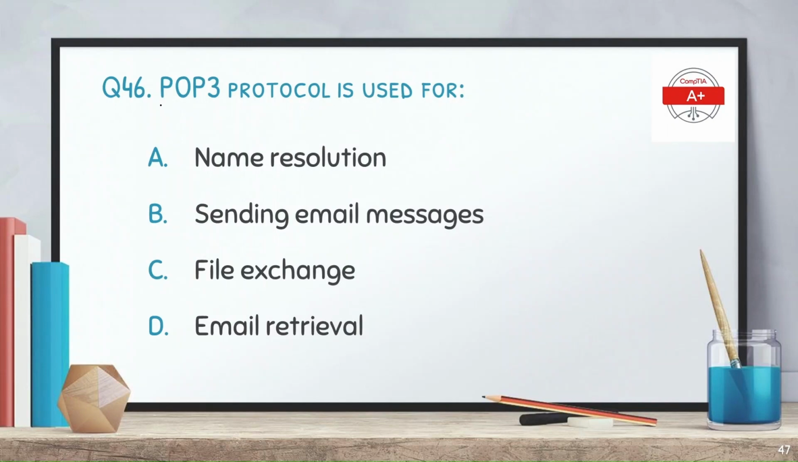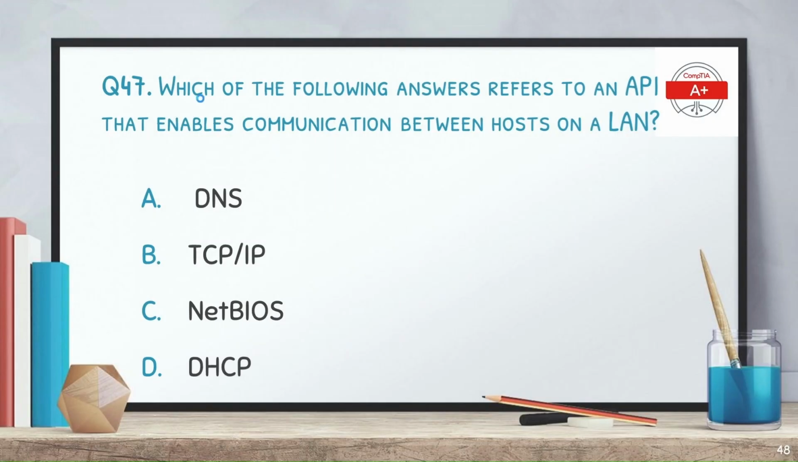Question number 46: POP3, or Post Office Protocol version 3, is used for, and the options are A, name resolution, B, sending email messages, C, file exchange, and D, email retrieval. The correct option is email retrieval. Question number 47: which of the following answers refers to an API that enables communication between hosts on a LAN? The options are A, DNS, B, TCP/IP, C, NetBIOS, and D, DHCP. The correct option is NetBIOS.